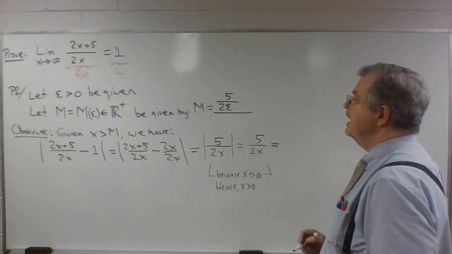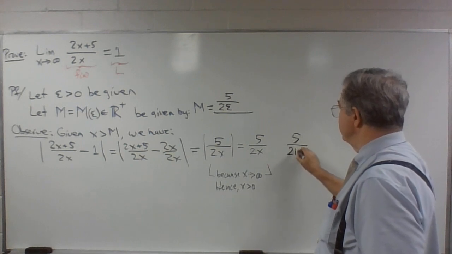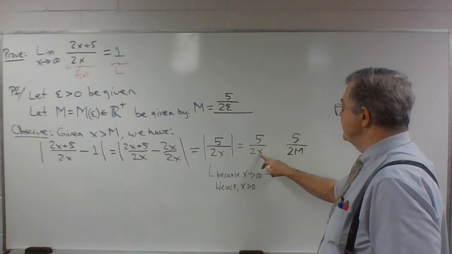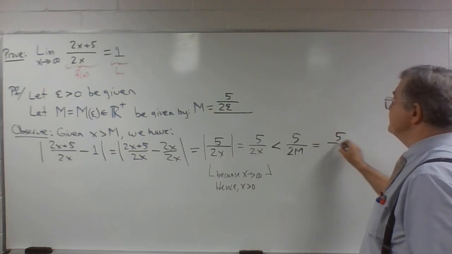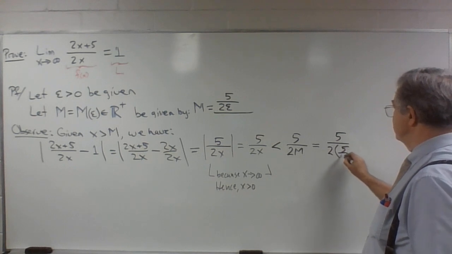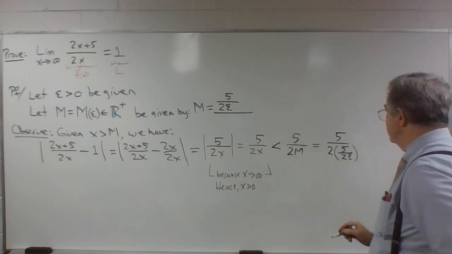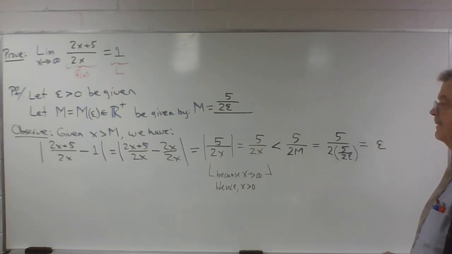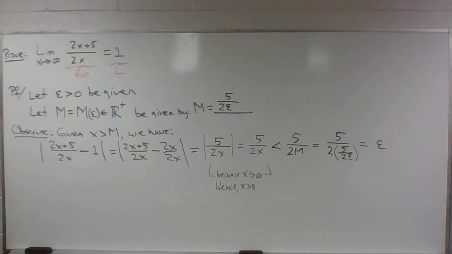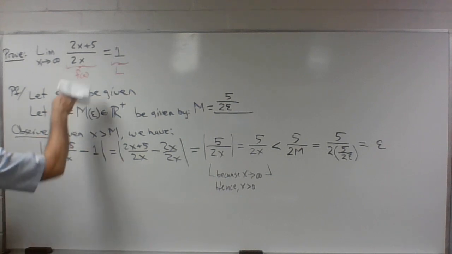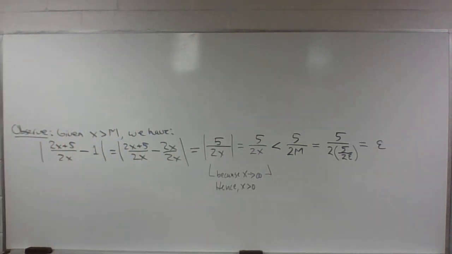Now, x is greater than m, so if I replace x with m here, this is the larger denominator, so this expression will be smaller. And what is m? It's 5 over 2 epsilon. And when we cancel everything out, we get epsilon, which is exactly what we wanted to do. So let me summarize that. I did what I was supposed to do. Now, let me just explain to those who are watching what it was that we just did in case they missed it.